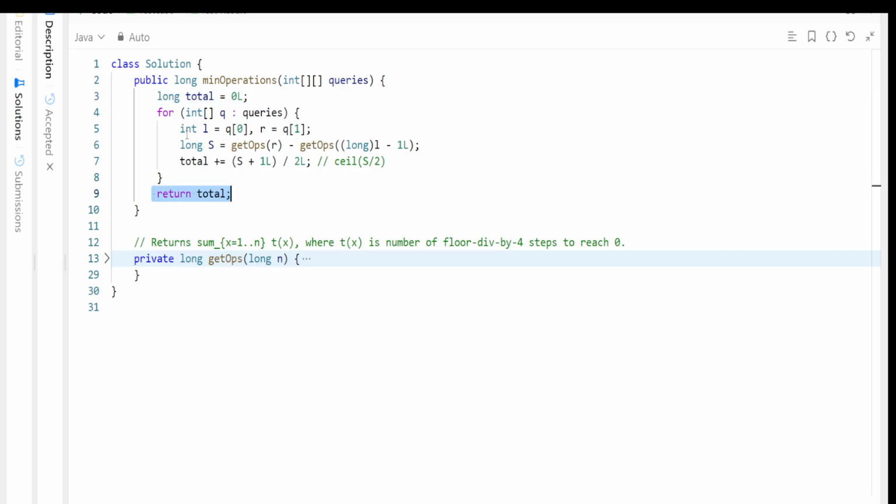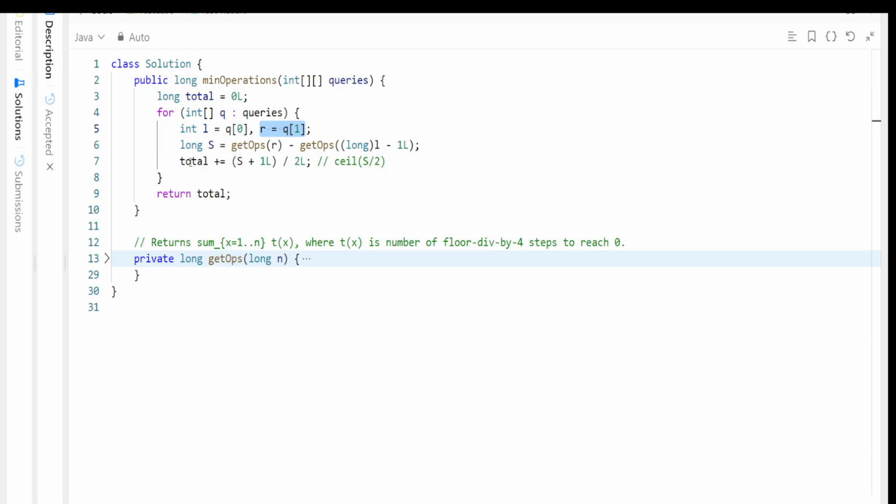Okay, so we have to iterate over the queries. We know that at each query we have an array, we can say q, and you can say nums also. So at query 0 we will get the left bound, and at query 1 we will get the right bound.